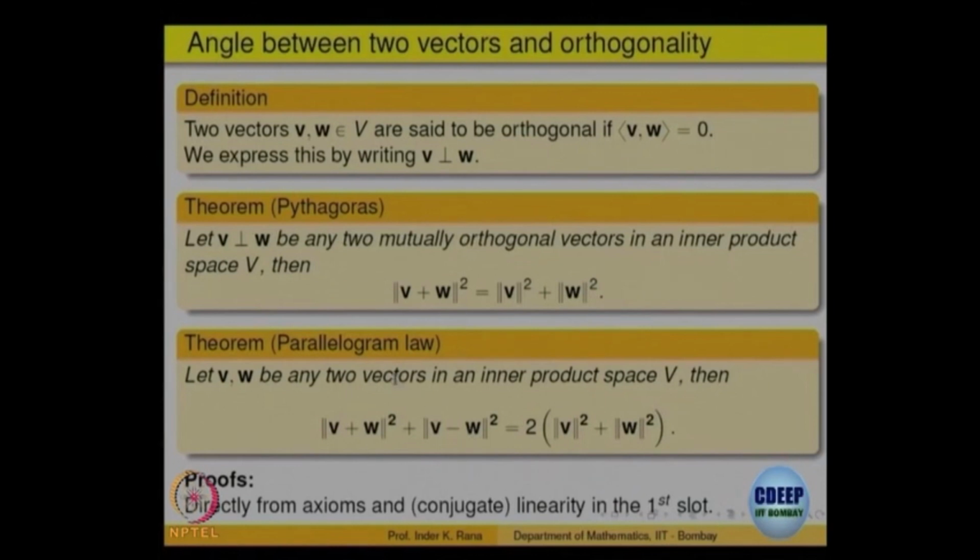And similarly there is the parallelogram law, which is again the same: write both of these as dot products, expand, and the terms will cancel out and you will get the result. So the proofs are straightforward. What you do is write norm squared as the dot product of that vector with itself and expand. Nothing more than that. So the Pythagoras theorem and the parallelogram law are true for abstract inner product spaces once we have the notion of perpendicularity. The same proofs work, no change comes.